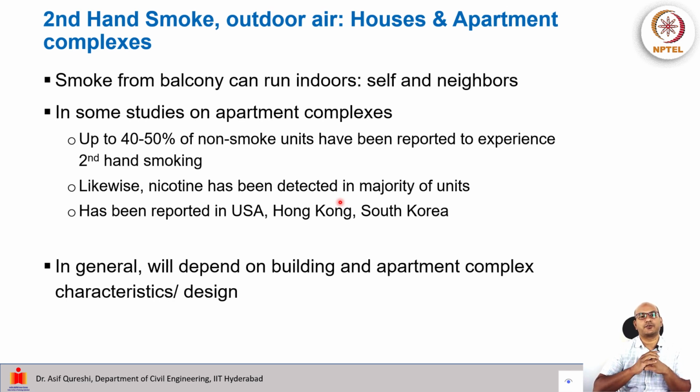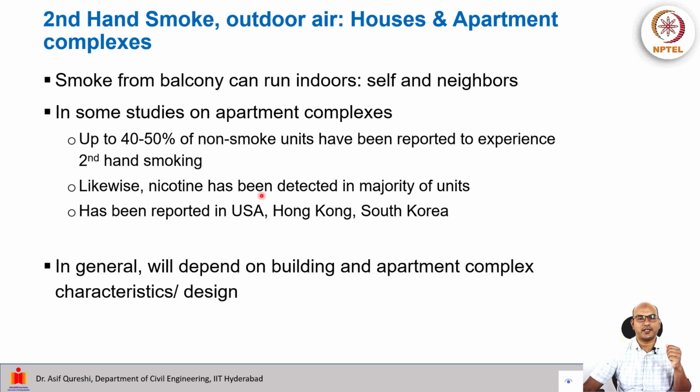So those were workplaces. When we look at houses and apartments, sometimes people smoke on the balcony. So smoke from the balcony can move indoors into a person's own apartment, or even the neighbor's apartment or neighbor's house. In some studies that have been carried out in apartment complexes, it has been found that up to 40 to 50% of non-smoking units have reported experiencing second-hand smoke.